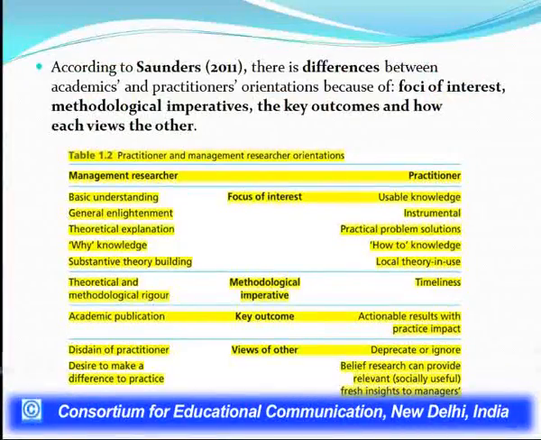Now, according to Saunders 2011, there is a difference between the academics' and the practitioners' operations because of the foci of interest, methodological imperatives, the key outcomes, and how each views the other. Practitioners' and management research orientations are mentioned here and highlighted in yellow. For management: basic understanding, general enlightenment, theoretical explanation, why knowledge, and substantive theory building. When you talk about the interest of practitioners, they take usable knowledge, the instrumental, practical problem solutions, and how-to knowledge and local theory in use. These are the outcomes and basic parameters most important to be understood by practitioners and management to make this a big success.